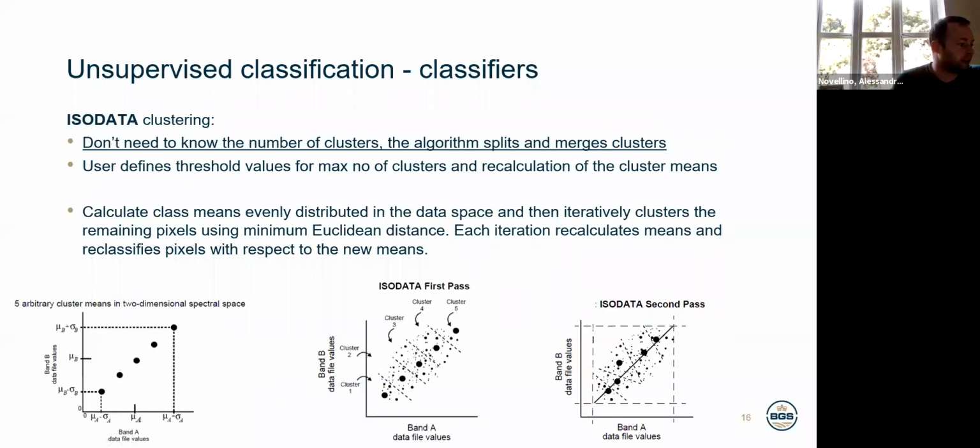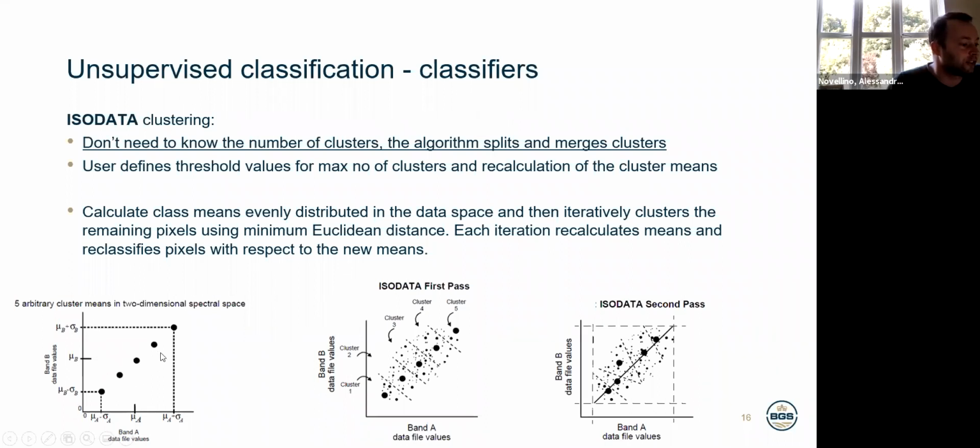Another classifier is ISODATA. Again, in this case we don't need the number of clusters. The algorithm automatically splits and merges the clusters. We can define a threshold for the maximum number of clusters and the maximum number of recalculations. But again, it's always based on what is called Euclidean distance. So it classifies the pixels, creates some groups, calculates the mean for each group and the distance from every pixel. And if there is a better cluster, it will apply that cluster. And then it will start the calculation of the distance again.